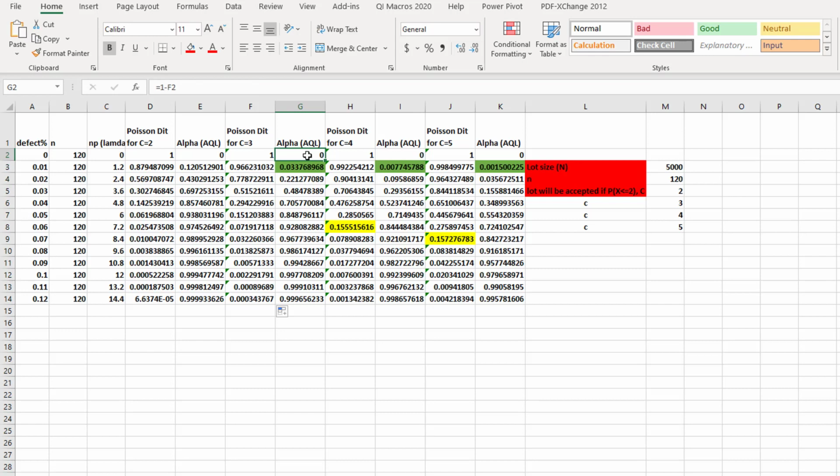Alpha is equal to 1 minus AQL, so AQL is equal to 1 minus alpha. So 1 minus the acceptance rate, because we want to calculate acceptance. So 1 minus the acceptance is this one. The Poisson distribution for C equals 3 is this one. So when you drag it down, you will calculate the rejected probabilities.